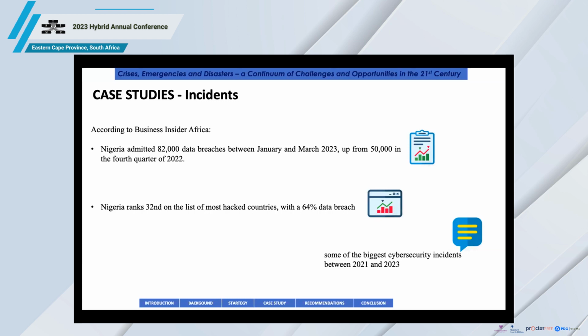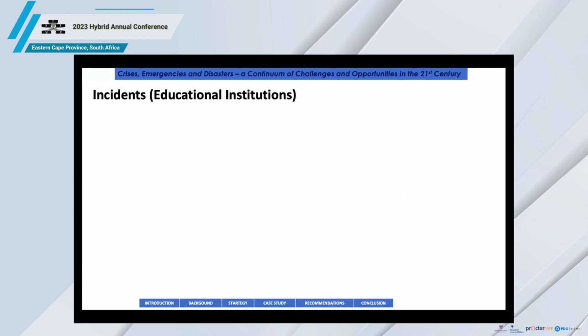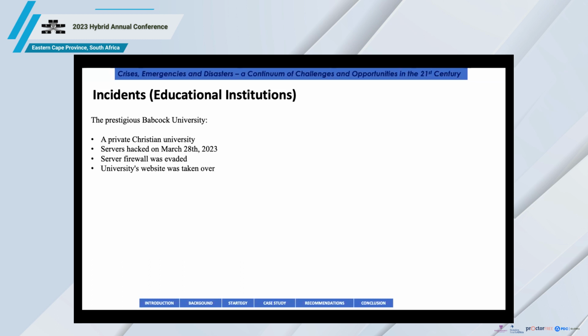So you can see the rise and the concern that we have actually pinpointed. In terms of some of the incidents that have happened, I'll quickly go through 1 or 2 examples. We have one of the private universities, a Christian university, whose servers were hacked this year. They lost access to their firewall, and their website was taken over, basically.